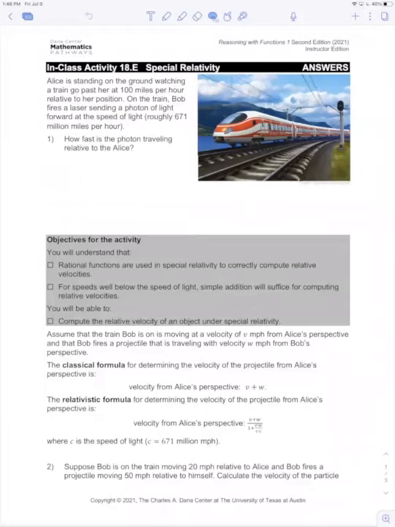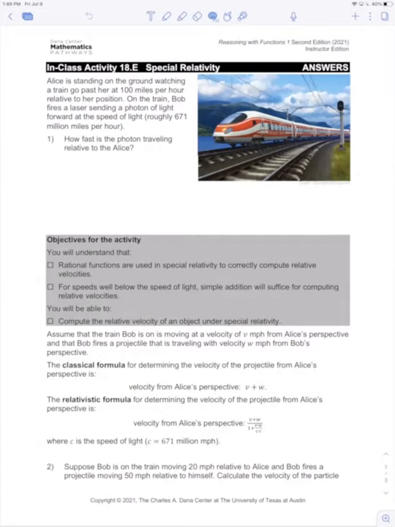Objectives for the activity: you will understand that rational functions are used in special relativity to correctly compute relative velocities. For speeds well below the speed of light, simple addition will suffice for computing relative velocities. You will be able to compute the relative velocity of an object under special relativity.